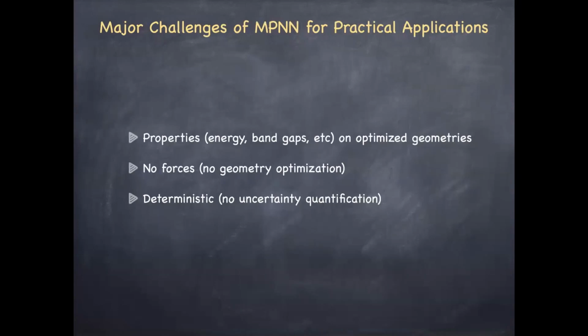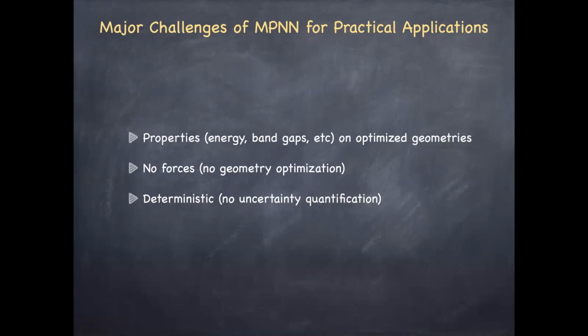However, there are several major challenges of this graph-based neural network for various property prediction. First of all, most of these properties are predicted on the optimized geometries. In other words, you need to perform the geometry optimizations using DFT first. So that's one bottleneck. And in other words, there is no graph-based neural network that can actually allow force calculations at the moment in the current implementations.